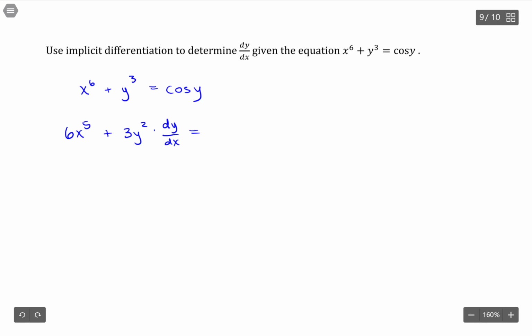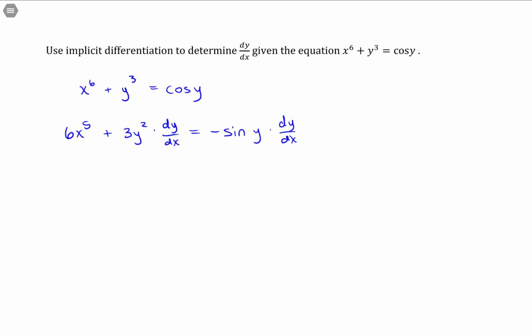Then we come over to this part with cosine. Again, it's cosine of an outer function, and that tells me to invoke the chain rule. The chain rule for cosine says take the derivative of cosine, which is negative sine. Leave the inside portion alone, but then multiply by the derivative of the inside portion, which is dy/dx.